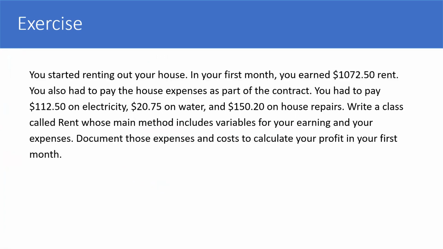So our next exercise is, you started renting out your house. In your first month, you earned $1,072.50 rent. You also had to pay the house expenses as part of the contract. You had to pay $112.50 on electricity, $20.75 on water, and $150.20 on surprising house repairs.